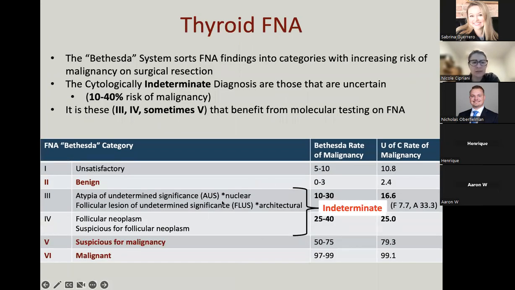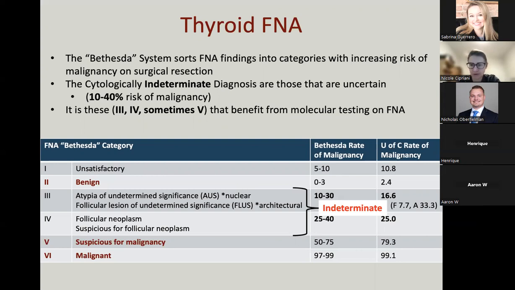So the indeterminate category is sometimes labeled as atypia of undetermined significance, which is more likely to be nuclear atypia. I'll show you examples of what that means. Follicular lesion of undetermined significance, which is more likely to be architectural atypia, meaning tiny little compact follicles instead of larger follicles. And then suspicious for follicular neoplasm, which is usually also microfollicles, but very, very cellular.